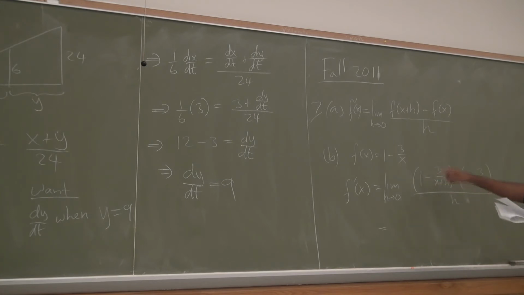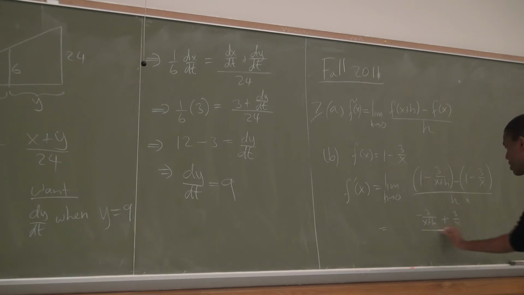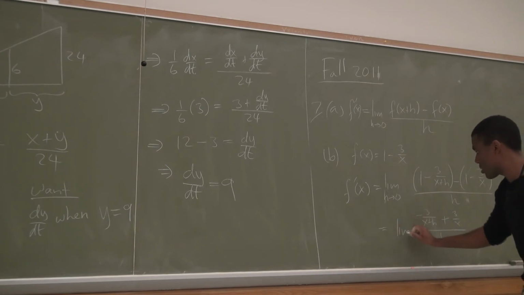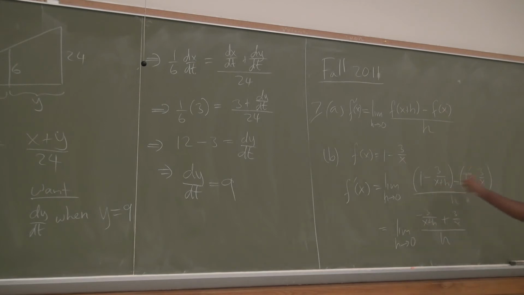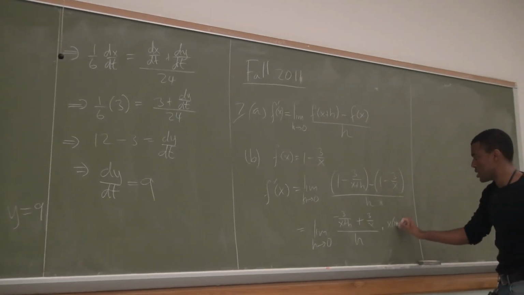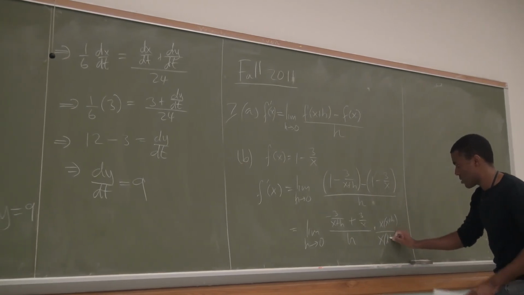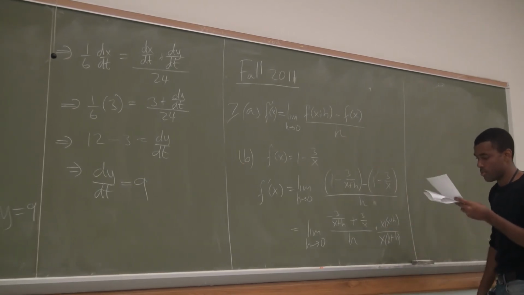Then you actually combine the fractions here. That's working harder than you have to. The 1 would just kill this one. You just have minus 3 over x plus h plus 3 over x, all over h. Just kill the 1. Don't waste time combining them. And then we would have LCD here is x times x plus h.